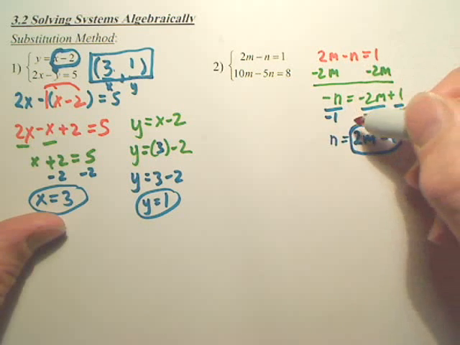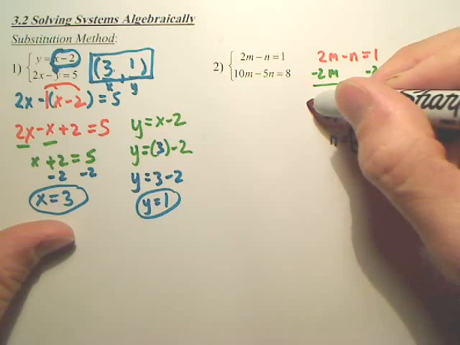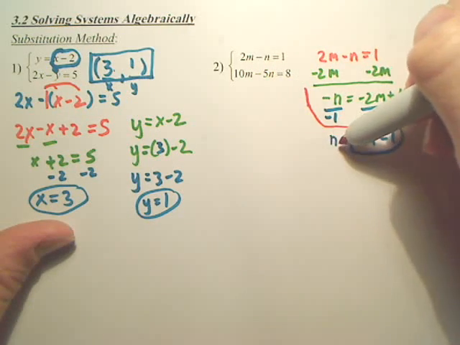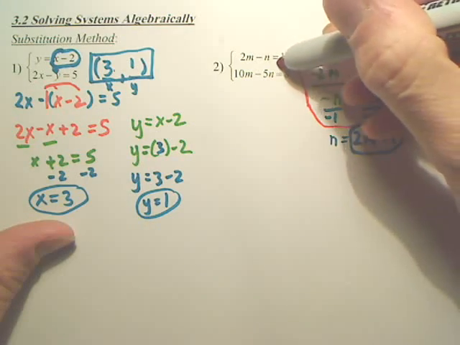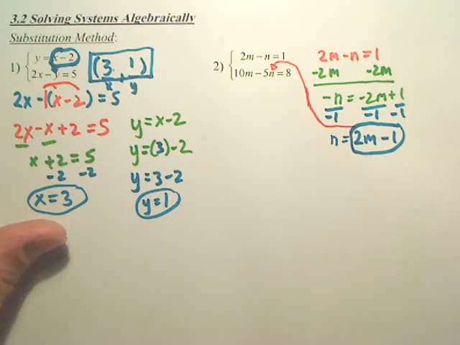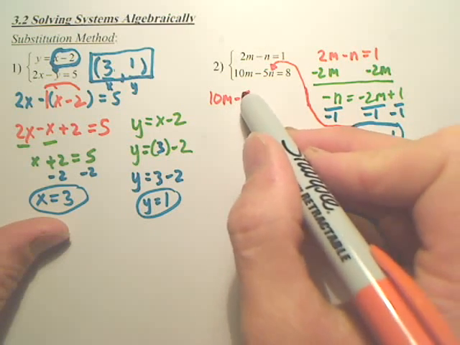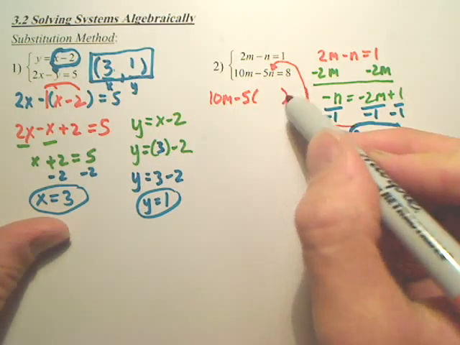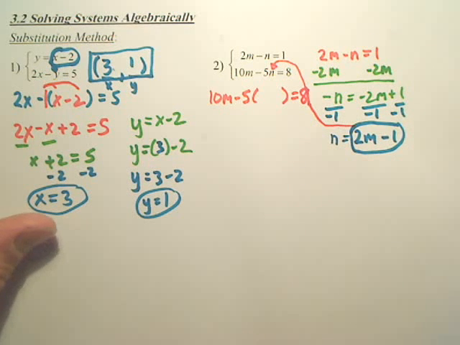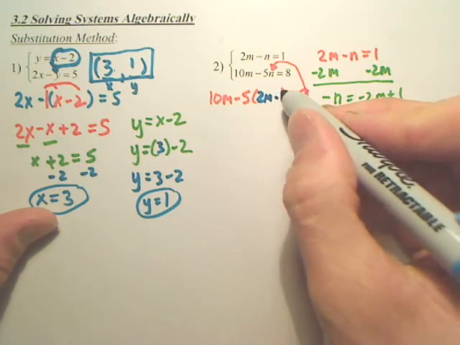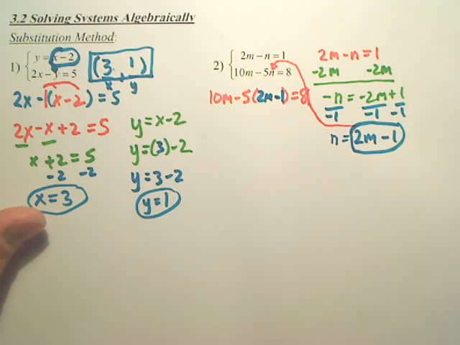So I'm going to take this, and I'm going to come and plug it into which one? The second one. The n, because n equals that. So I'm going to take it, and I'm going to come plug it in right there. I'm going to have something like 2m minus 5 times blank equals 8. And what did I put in that blank? It is 2m minus 1. That's what I'm plugging in the blank.